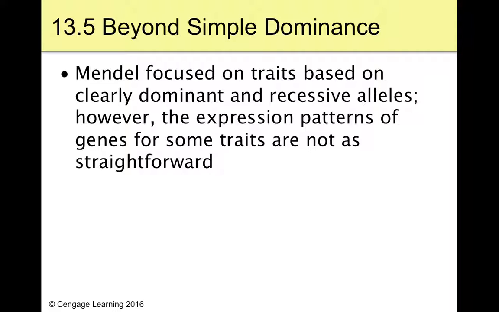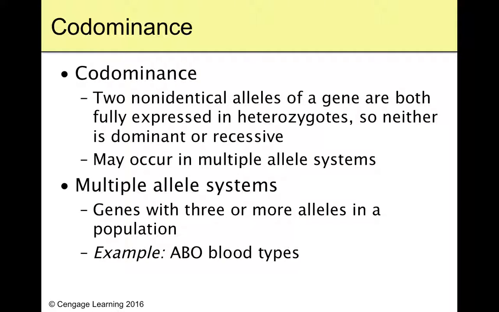Mendel focused on traits that had clear dominant and recessive alleles, but the expression of genes in different species, including humans, is not always that straightforward and simple. Our first example of an exception to this rule is called codominance. Codominance is where two non-identical alleles of a gene are both fully expressed in a heterozygote. Think not blended together, but independent and completely expressed. So there is really not a dominant, nor is there a recessive.